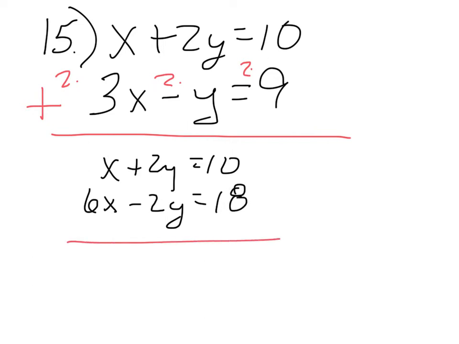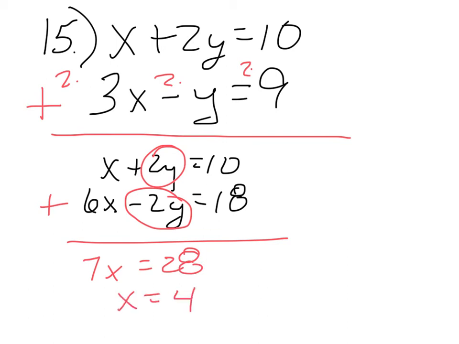Now as I look at that, I say, oh, wait a minute. Now let's add the equations together. x plus 6x is 7x. 2y plus a negative 2y cancels the y's out. And that's why this is called elimination, because you're trying to get rid of one variable all the time. 10 plus 18 is 28. I figure out that x equals 4.